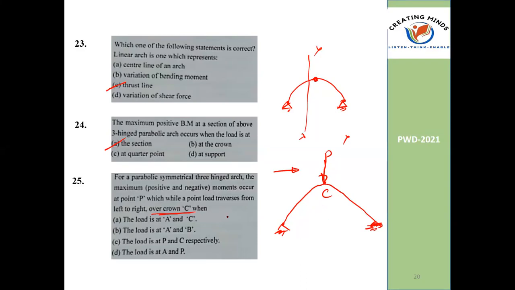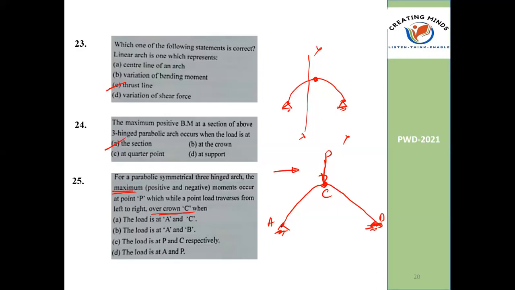Which option represents this? The load is at A and C? No, B is not possible. The load is at A and B? No. The load is at P and C respectively. See, this is the point at the crown where the load P acts. In that case, you get the maximum positive or negative moment. He is not stating that.